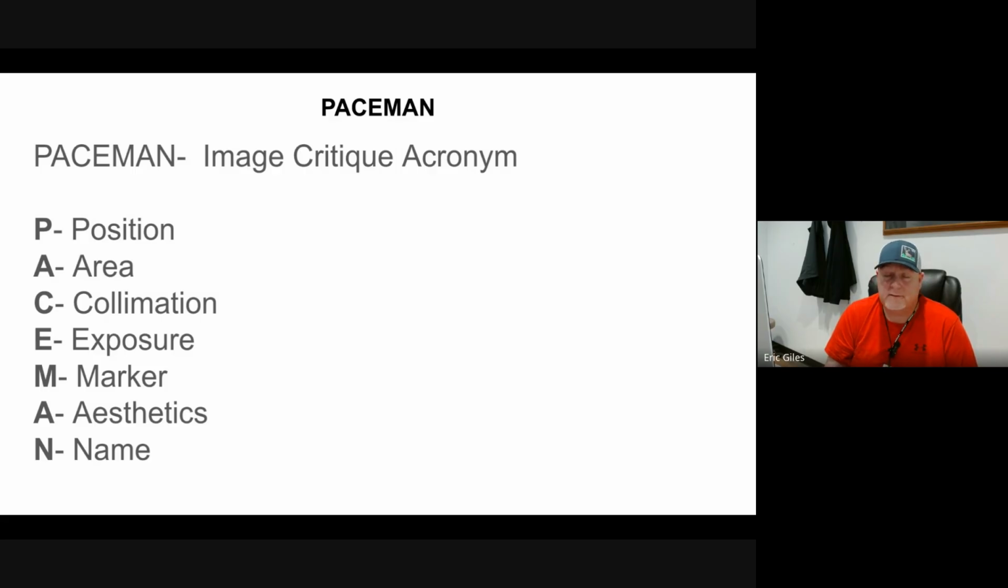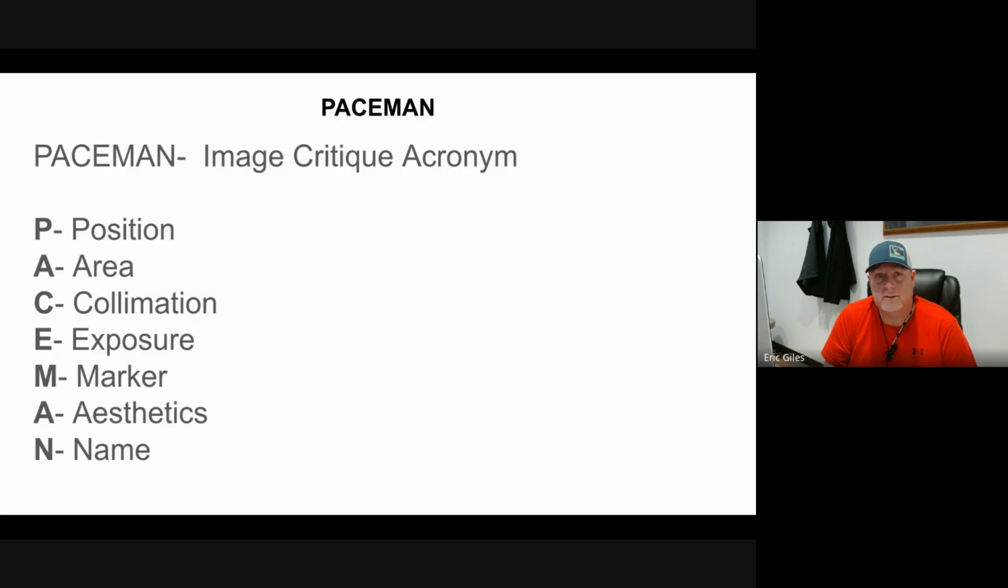So P stands for position. Are we doing the right position? Is the right position on the film, right? Whether it be a PA, an AP, or a lateral, or an oblique, or whatever you're trying to shoot is what you need to be able to see on the image. A is area. Do we have the entire body part on the image? Say we're doing a hand. Can we see the entire hand? That's what we mean by area.